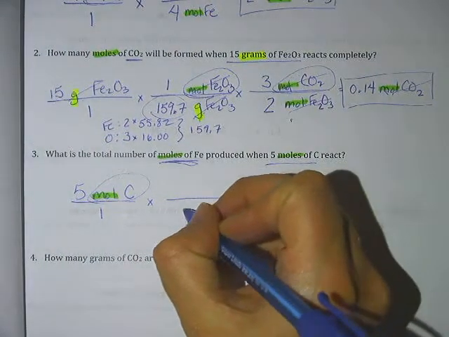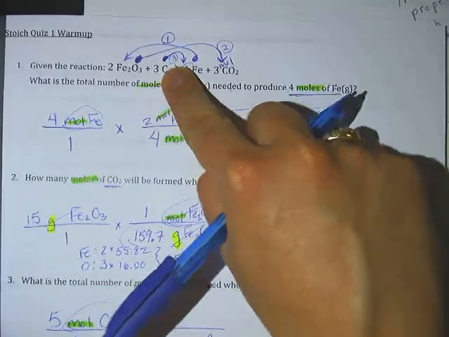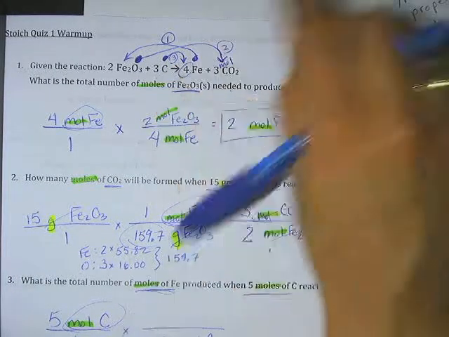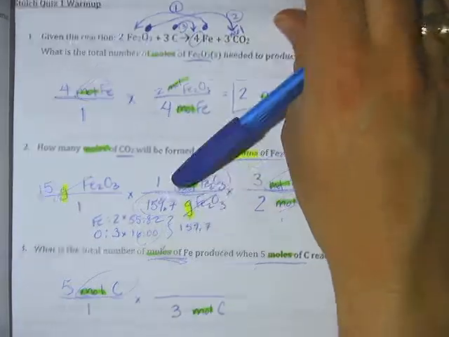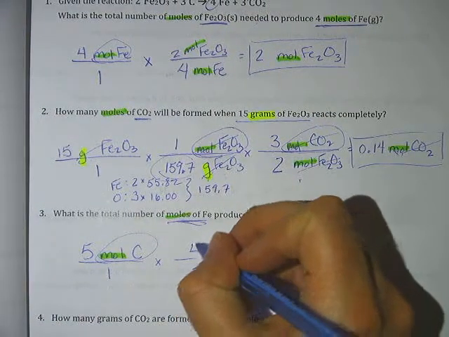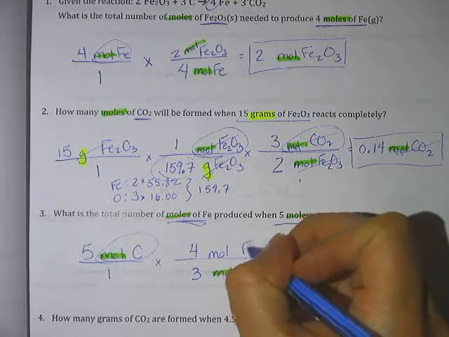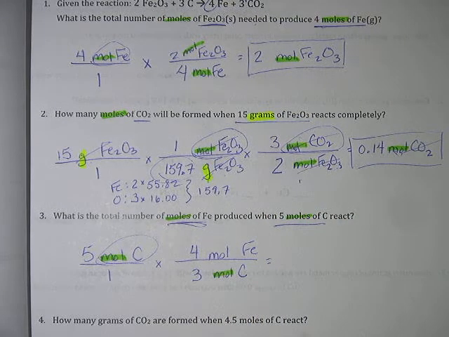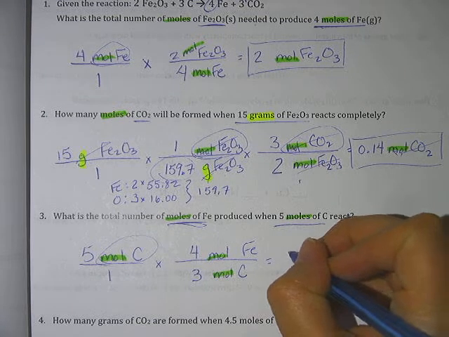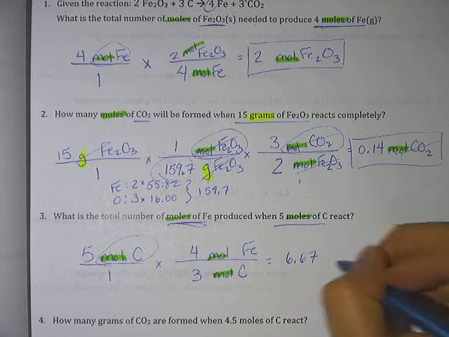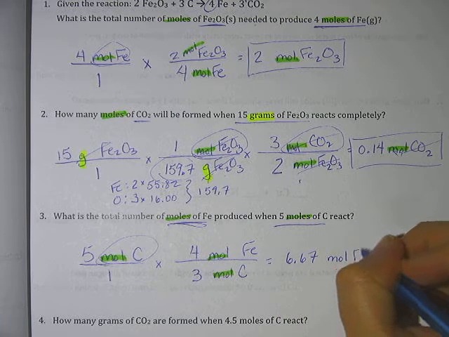Okay, when you have moles on the bottom, you're ready to take your number out of the arrow. So that's 3 carbon. And the arrow points at 4 iron. Remember, that's 4 moles of iron. And when you do the math there, I think you get 6.67. Is that right? Yeah? Thank you, Dylan.